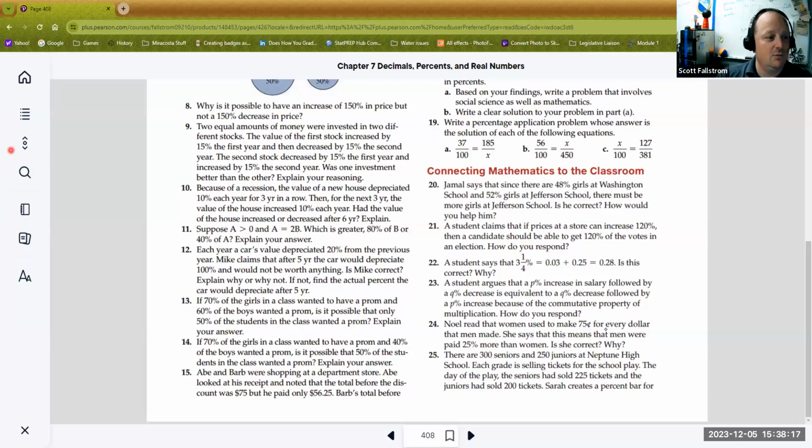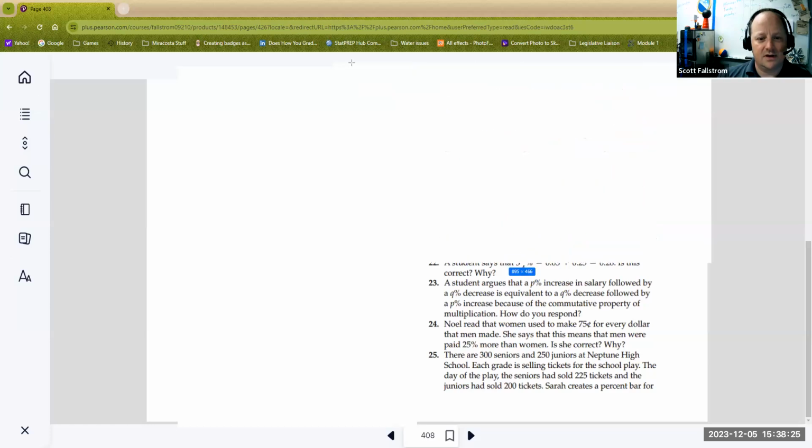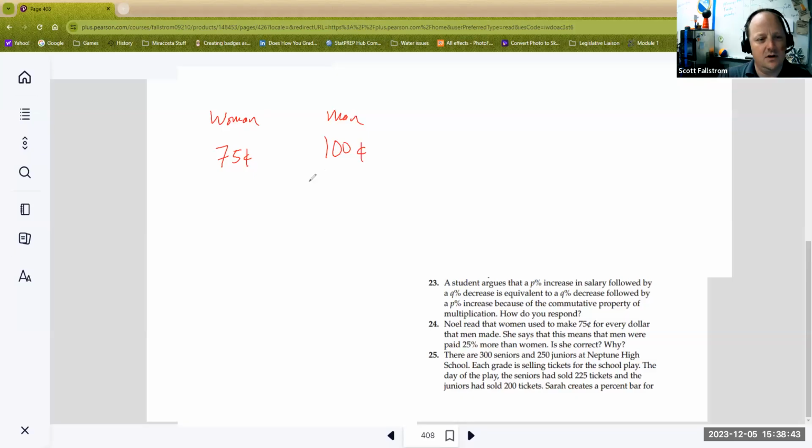So this is a brilliant way of pushing students to start to do mental math. We'll have to see what you think and why you think that. So what do you think? If you think this is true, okay, so a woman makes 75 cents. The man makes $1. So I'll call that 100 cents.